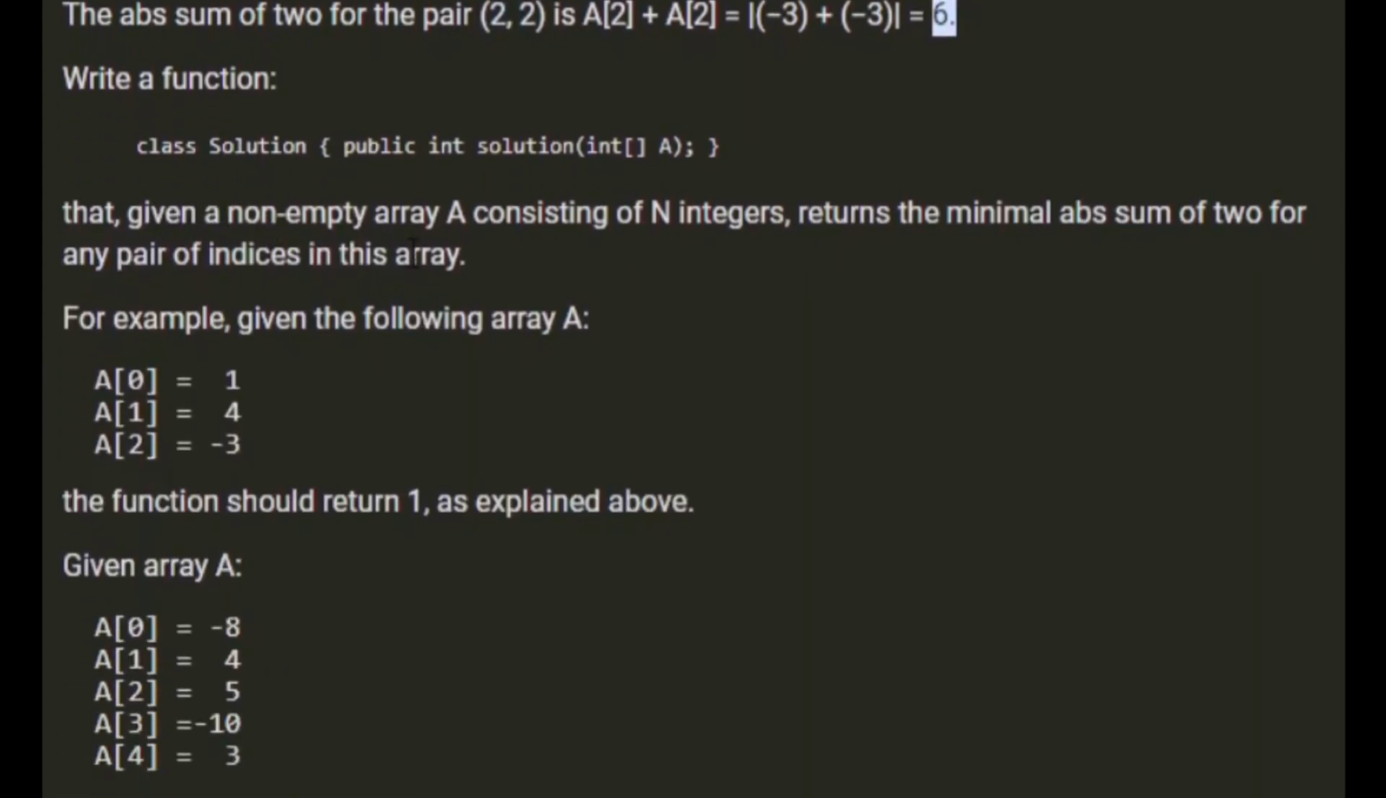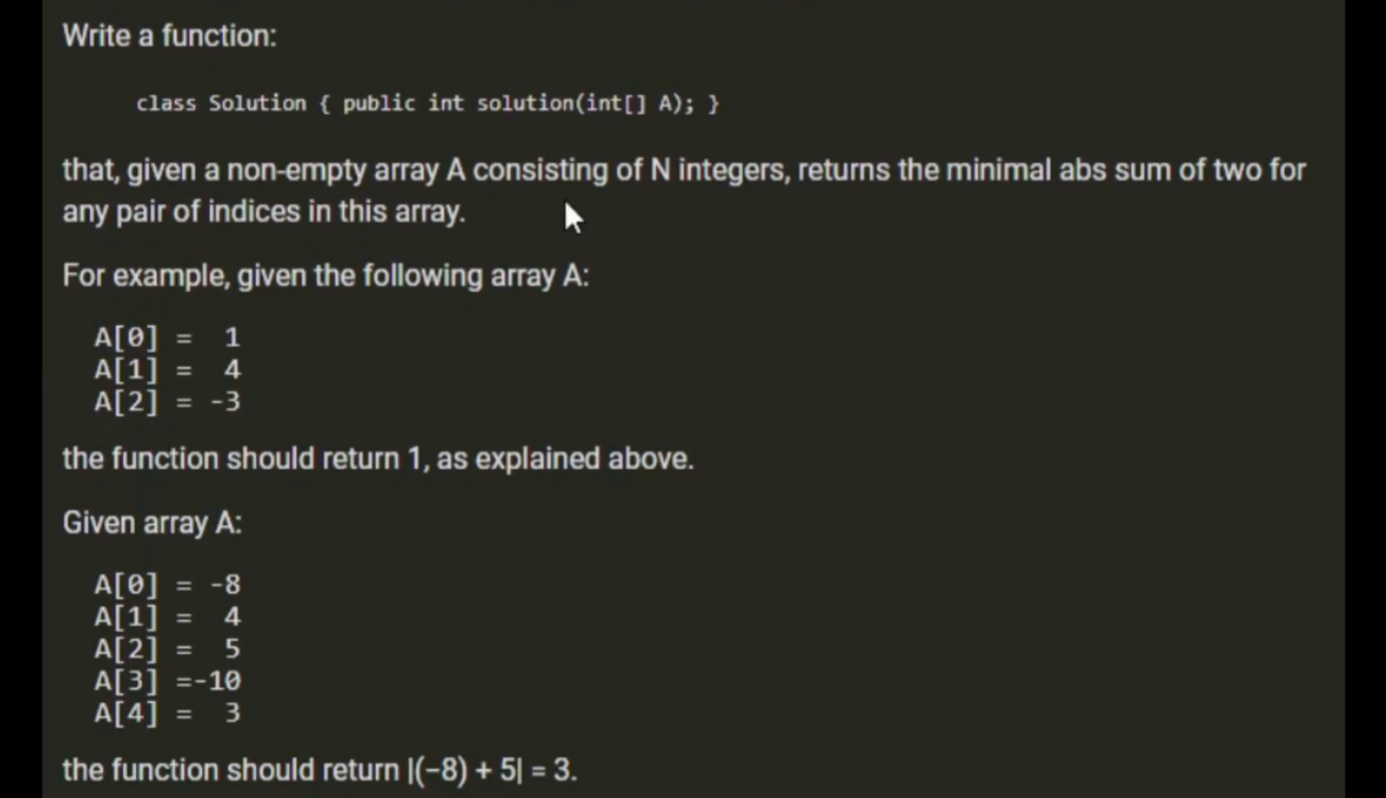So write a function that, given a non-empty array A consisting of n integers, returns the minimal absolute sum of two for any pair of indices in this array. For example, given that array, the function should return 1. Given the array -8, 4, 5, 10, -10, and 3, the function should return 3, because -8 plus 5 is the minimum value.